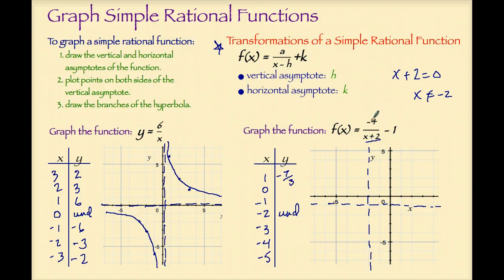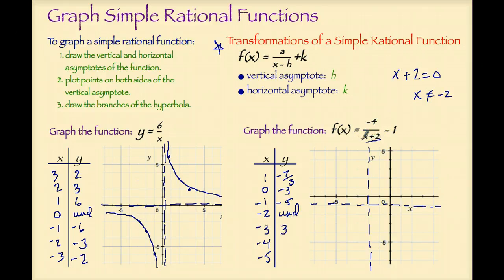When I put 0 in, negative 4 over 2 is negative 2, minus 1, which is negative 3. And when I put negative 1 in, I get negative 4 over 1, which is negative 4, minus 1, negative 5. If I put negative 3 in, negative 3 plus 2 is negative 1. Negative 4 over negative 1 is positive 4, minus 1 is 3.